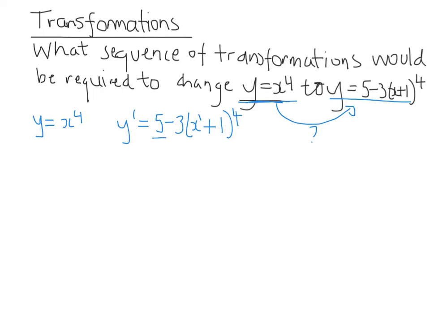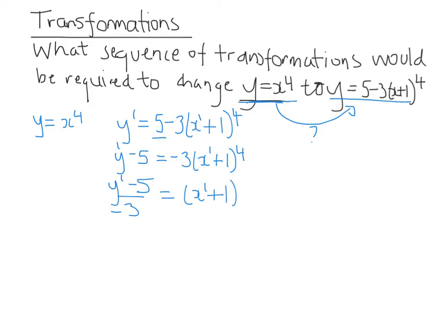I'll take the 5 across to the other side, so it'll be y new minus 5 is equal to 3 times (x new plus 1) all to the 4. Now I'll divide both sides by 3, or minus 3 even actually. So I have (x plus 1) to the 4. Alright, so now I'm in a position to be able to compare what's gone on here.